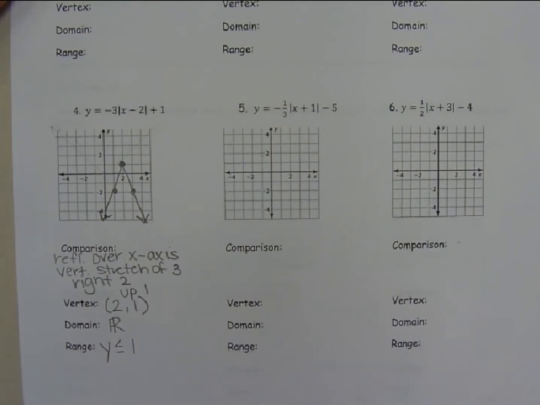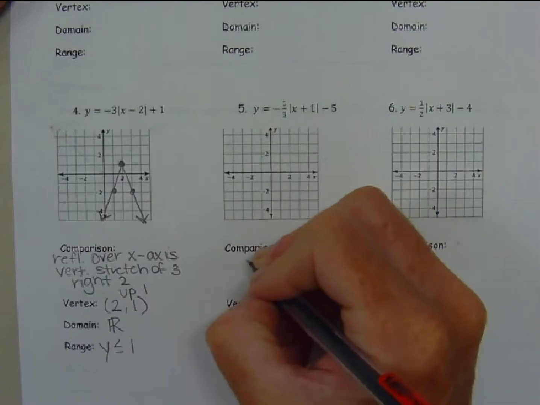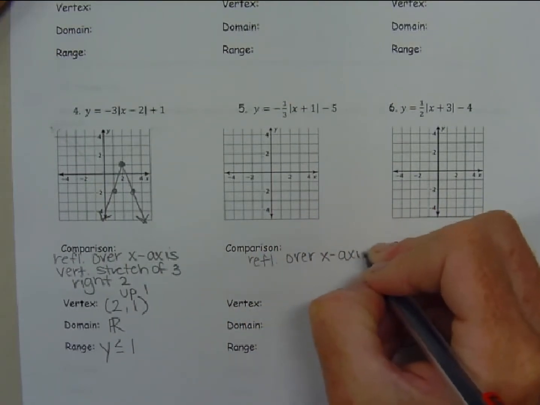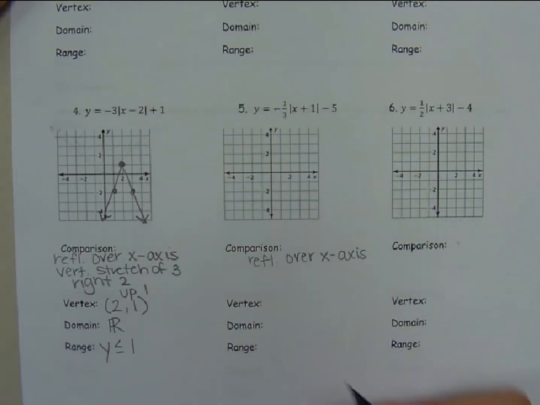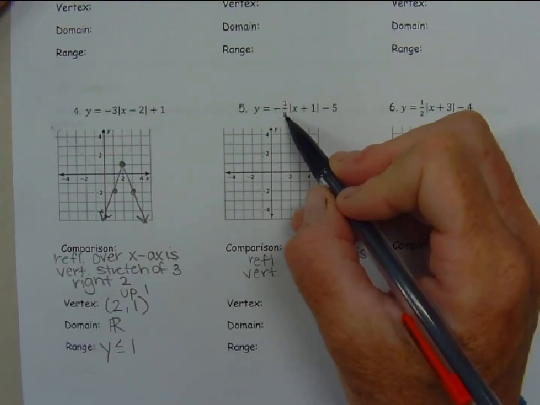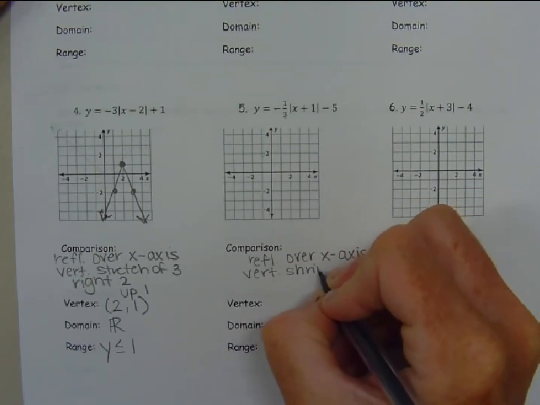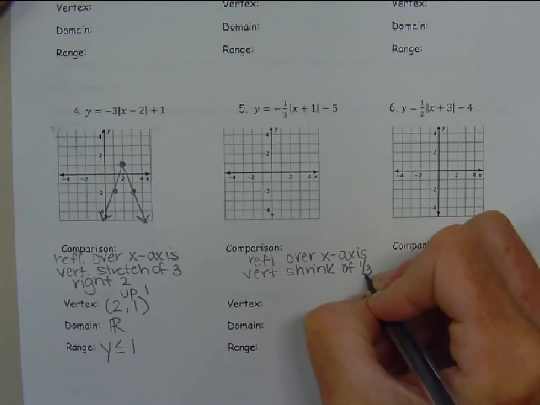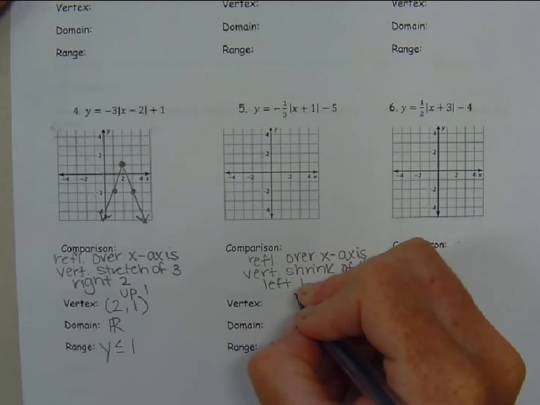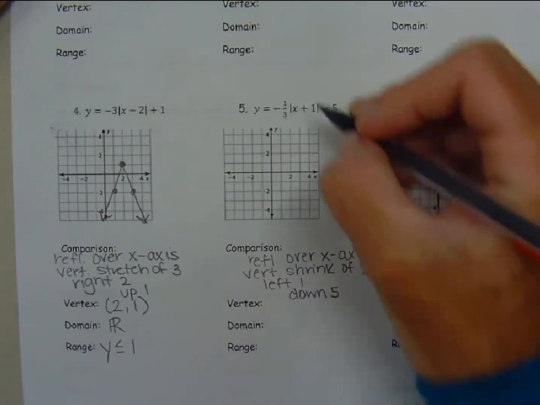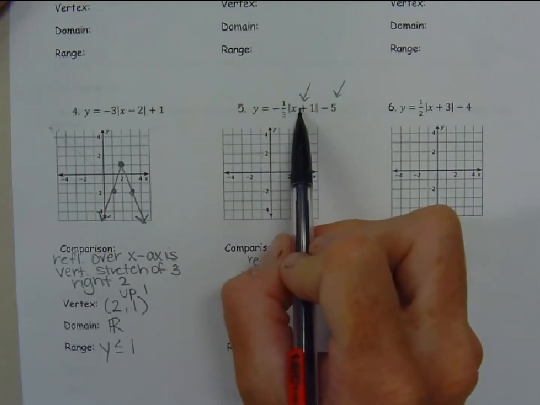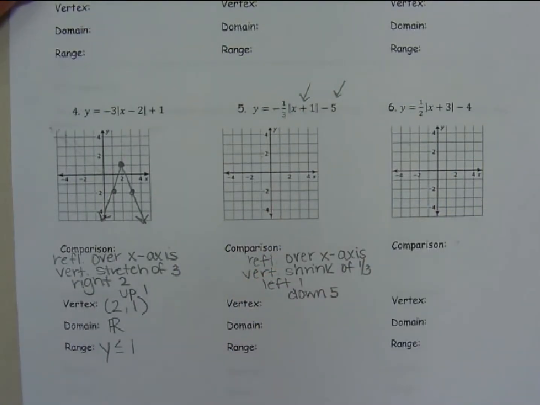Let's try another one. First thing I see is a negative. So the first thing I write down is a reflection over the x-axis because the negative is out front. The 1/3 is out front, so I know it's a vertical shrink because it's a fraction between 0 and 1. That is a vertical shrink of 1/3. The +1 means left 1, and the -5 is down 5. Remember, inside is always right, left. Outside is always up, down. This is always opposite. This is always what you think it should be.